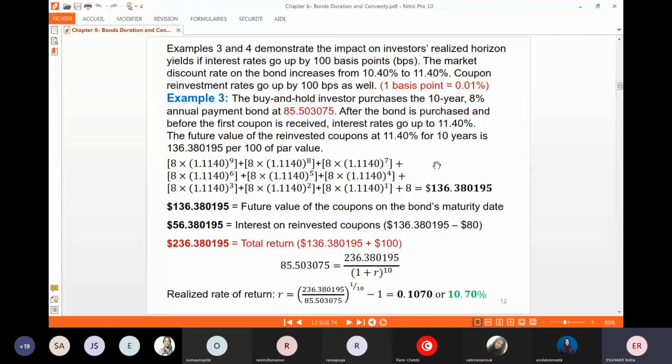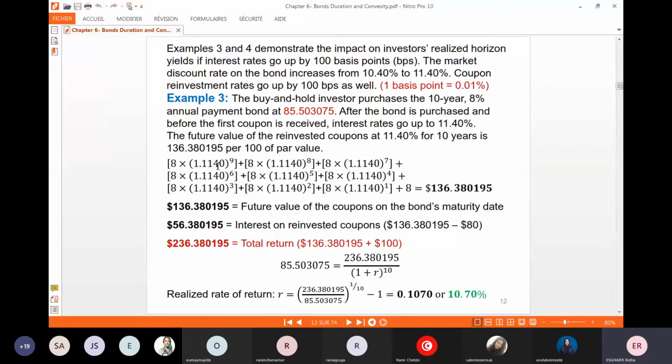In this case, the future value of the reinvested coupons is 136.38, which is larger than the accumulated amount, the future value of the coupons, in Example 1, because the reinvestment rate is 11.4 instead of 10.4. Since this investor will not sell his bond, he will hold it until maturity. He will receive 100 at the maturity date. So the total amount received is 236.38.